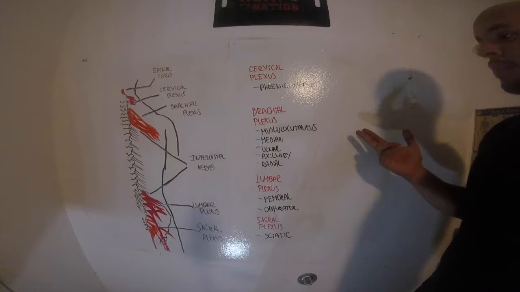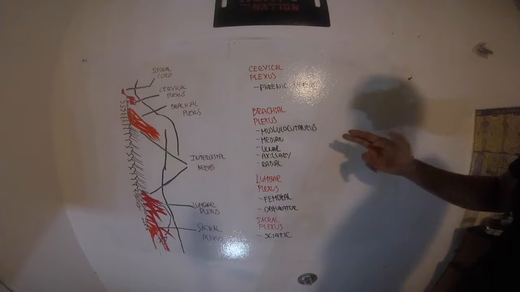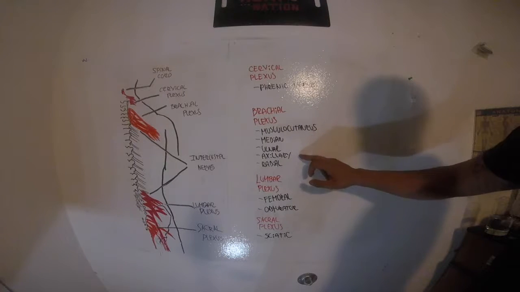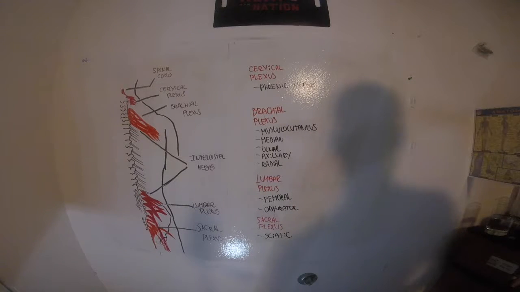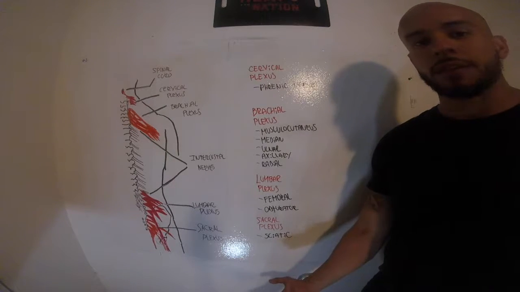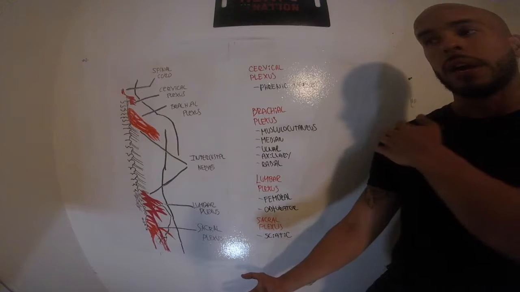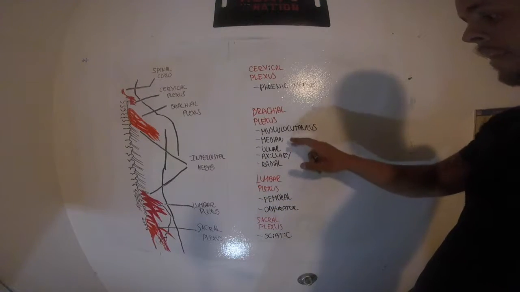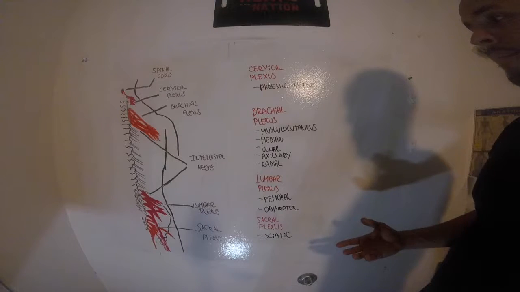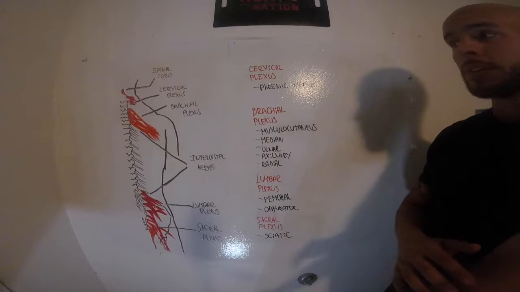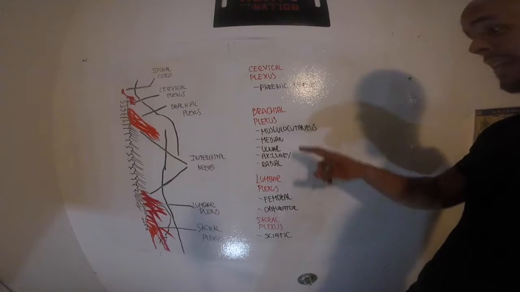Next up, we have the brachial plexus, and with the brachial plexus, we'll be talking about the musculocutaneous nerve, the median nerve, the ulnar nerve, the axillary nerve, and the radial nerve. The musculocutaneous nerve mainly innervates and affects all of the anterior regions of the arm. The median nerve is also in the brachial plexus, and this also innervates most of the anterior muscles of the forearm, being an anterior nerve as well.